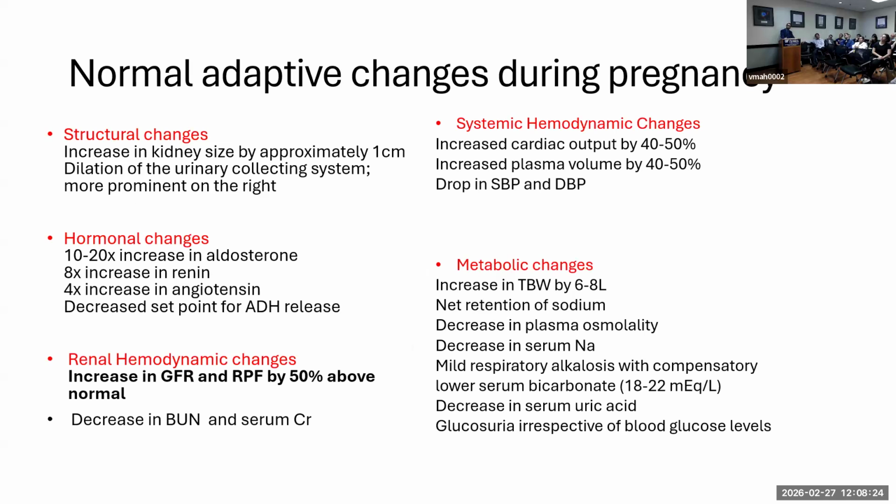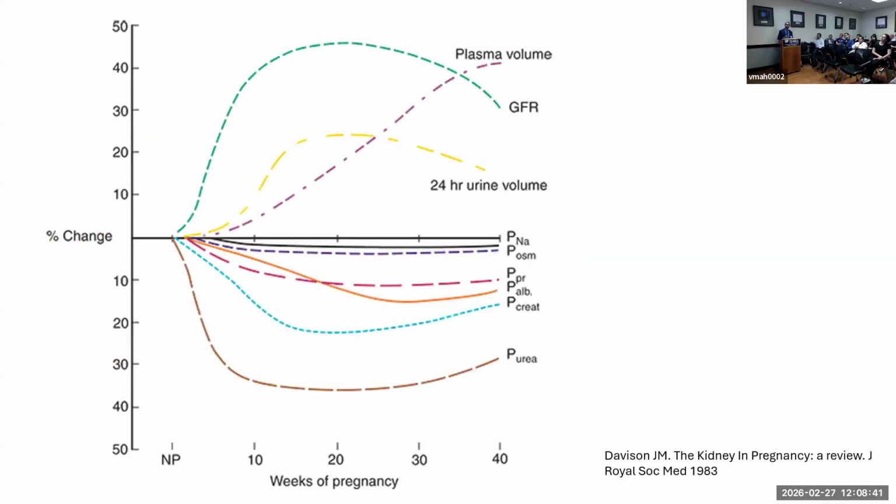The most relevant to this presentation are the renal hemodynamic changes, which is the increase in GFR and renal plasma flow rate by 50% above normal. And this results in a decrease in BUN and serum creatinine. This is illustrated in this paper from 1983, where we have weeks of pregnancy and percent change, and you see GFR, this green line, goes up by around 50%. You have this decrease in your urea and your creatinine, which are all relevant.